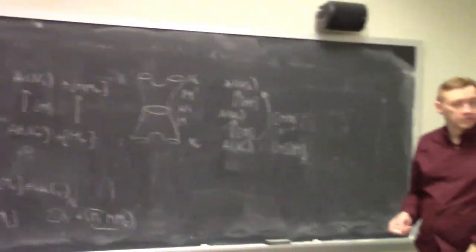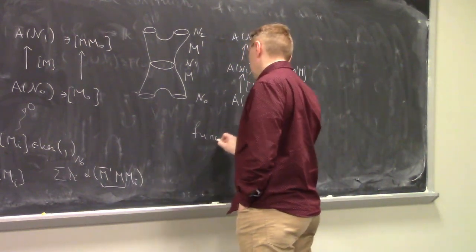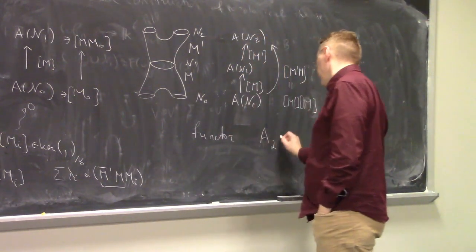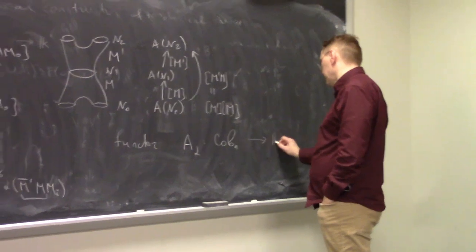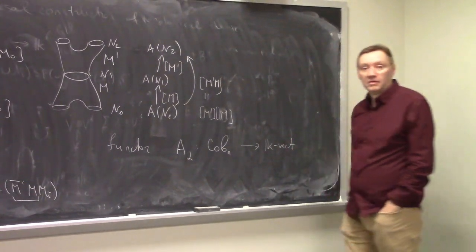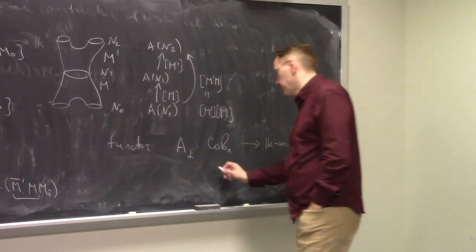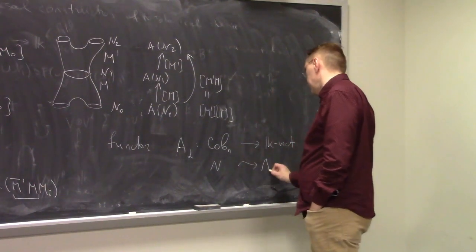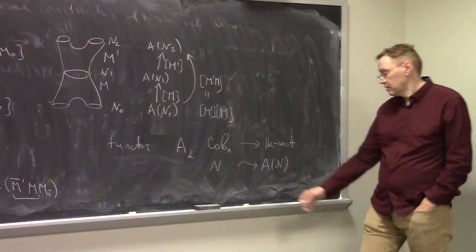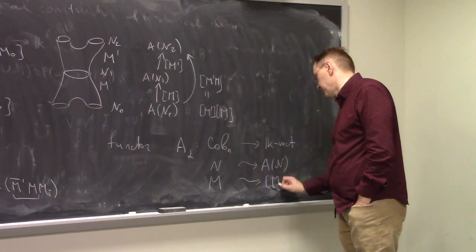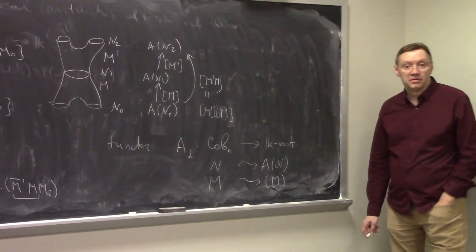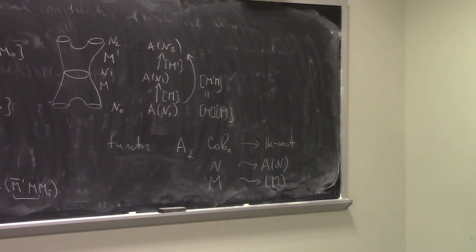So we get a functor. Let me call it A, or A sub alpha, a functor from cobordisms for n-manifolds to vector spaces over K. So to an (n-1)-manifold N, we assign the state space A(N), and to a cobordism M between (n-1)-manifolds, we assign the linear map bracket of M. Somehow this A has all the information in it, and it agrees with alpha.